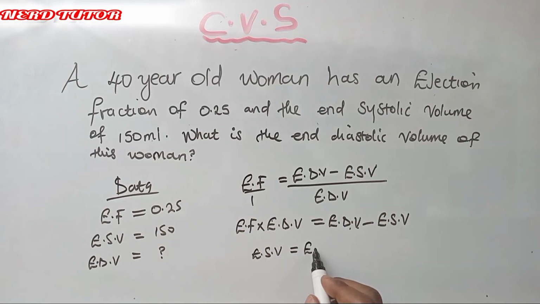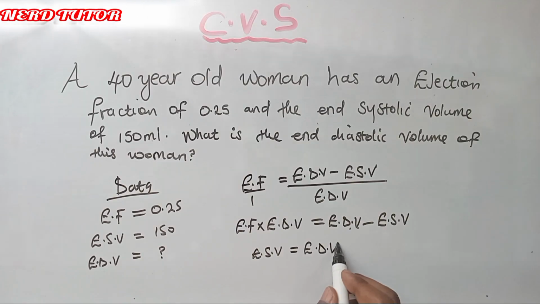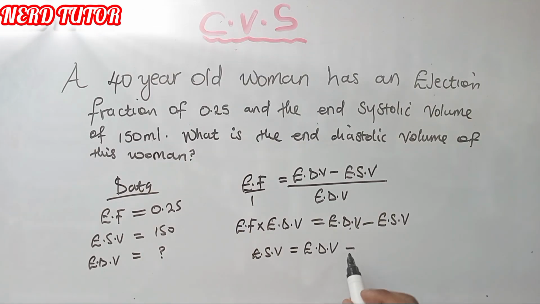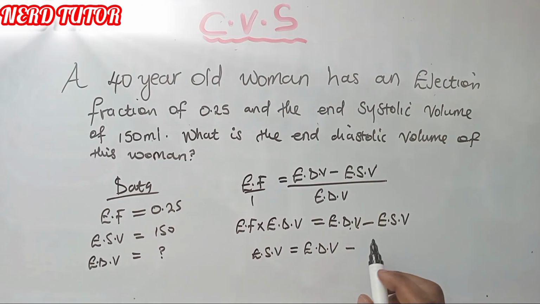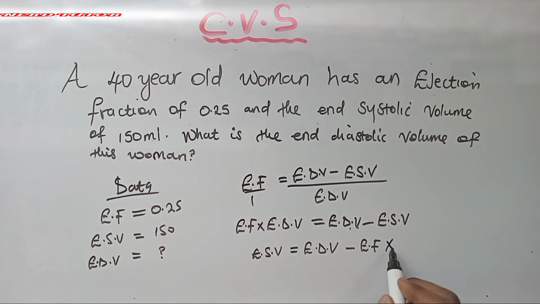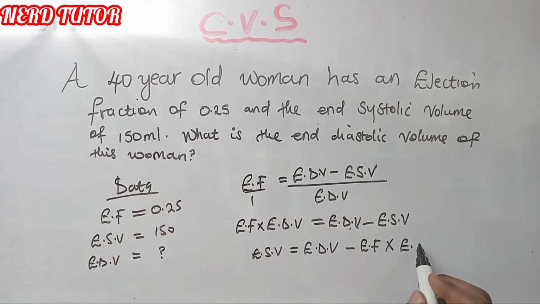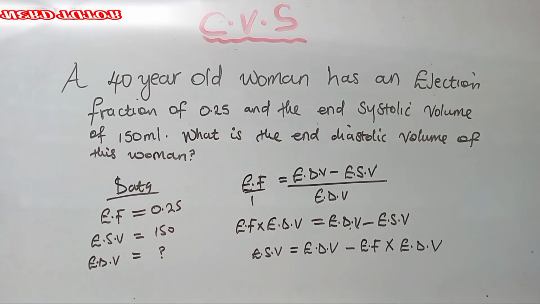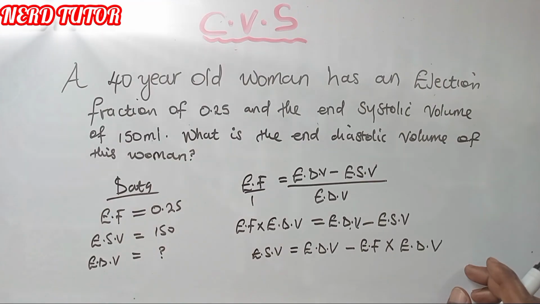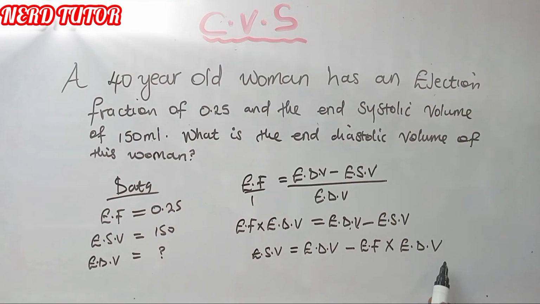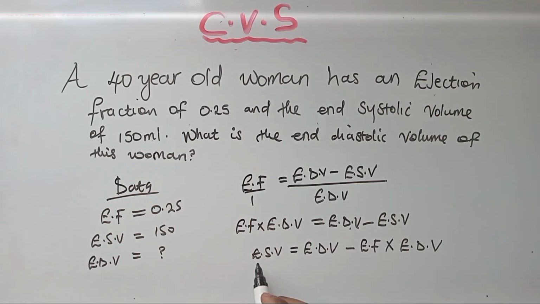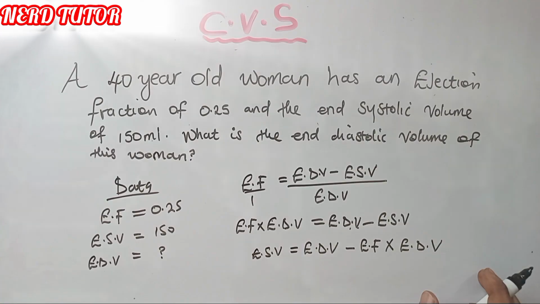The end diastolic volume minus, since we are having these, they are positive, taking them this side, they'll become what? Negative. So minus ejection fraction now being multiplied by what? End diastolic volume. Okay, so this is now the expression that we are having here. So from here, what we can do is to multiply, since we have the end diastolic volume and the end diastolic volume again. So these two guys, they are repeating themselves.